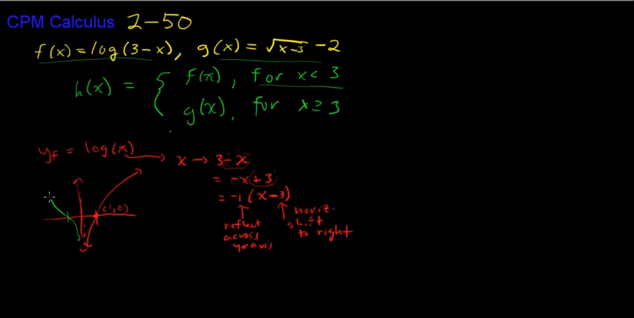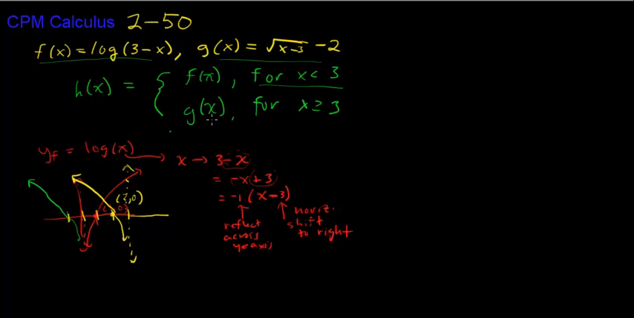So this is the reflection across the y-axis. And then we're going to shift it to the right by 3. So starting here, 1 to the right, 2 to the right, 3 to the right. Okay, so that point moves to here, which is 1, 2, 0. And at 3, 0, now is our vertical asymptote. It goes down and up. So here in yellow is f of x.